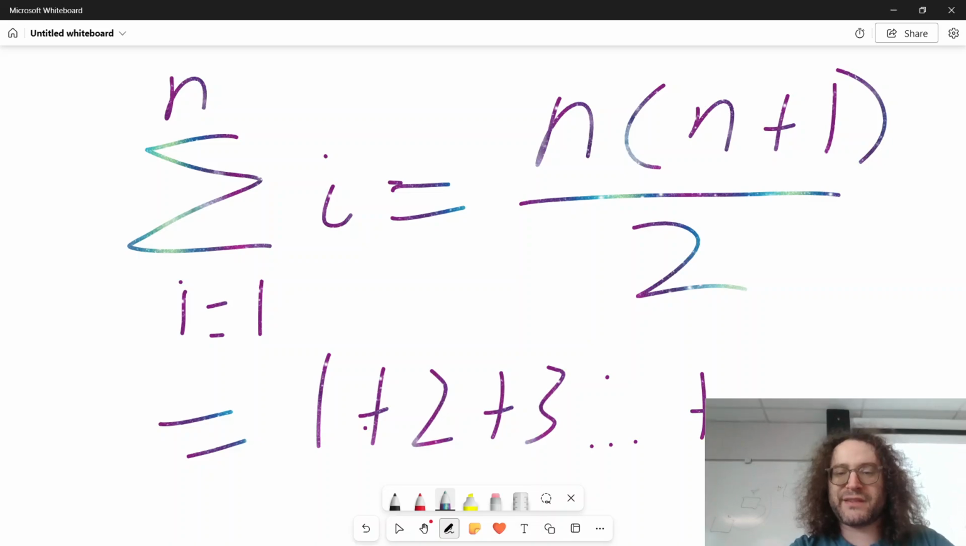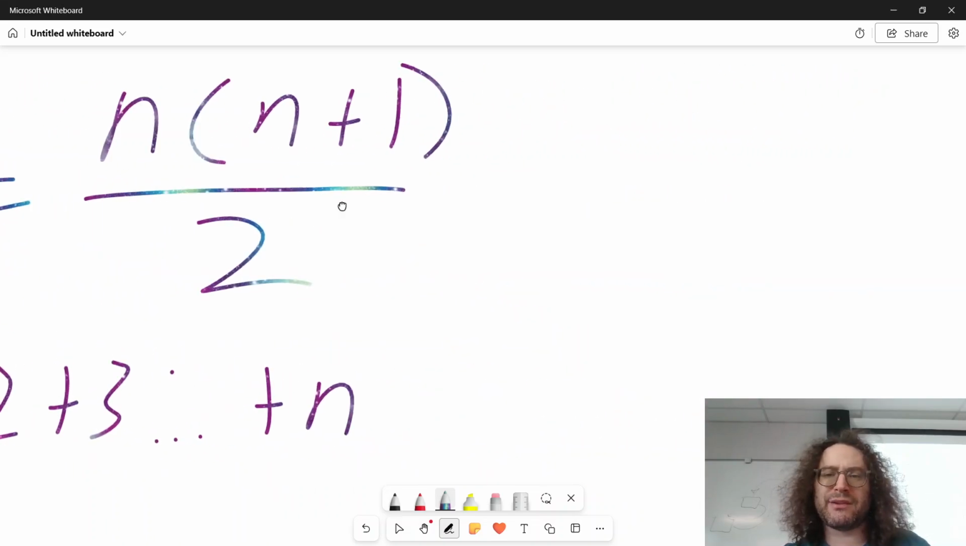So what this is saying is that this formula, 1 plus 2 plus 3, dot, dot, dot, all the way to plus n, is equal to that. If we multiply this out, it becomes n squared plus n over 2. So that's why we end up with big O of n squared. So how is this the case?